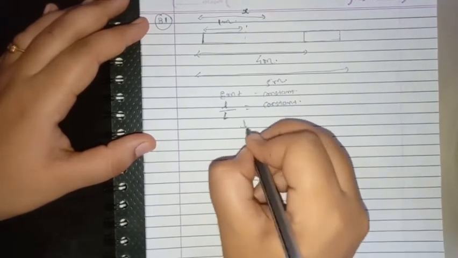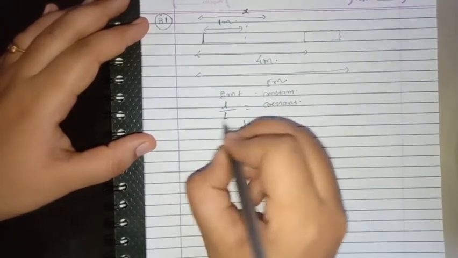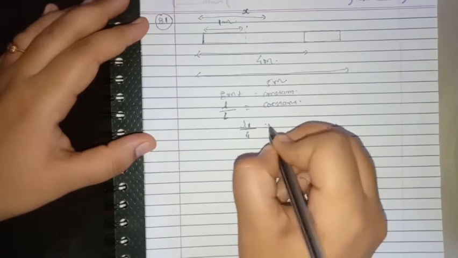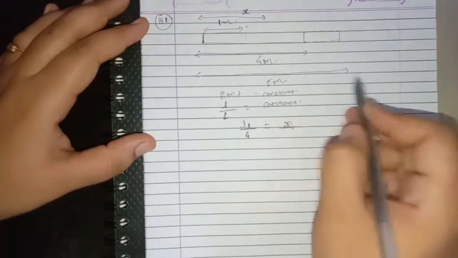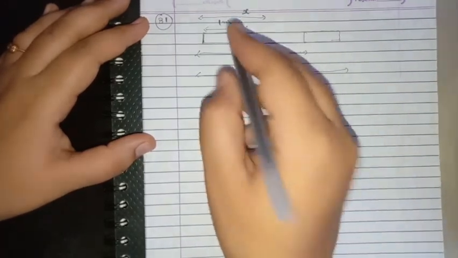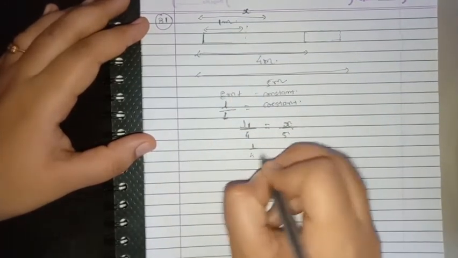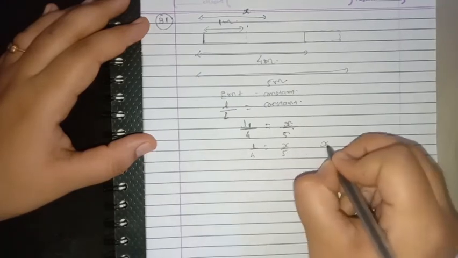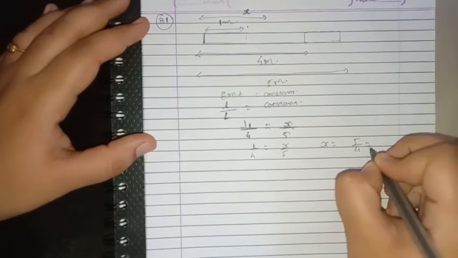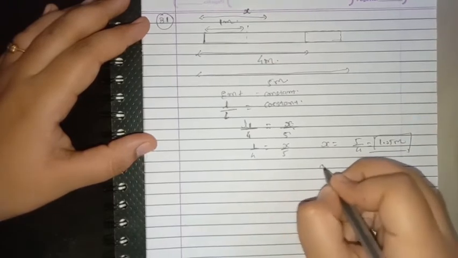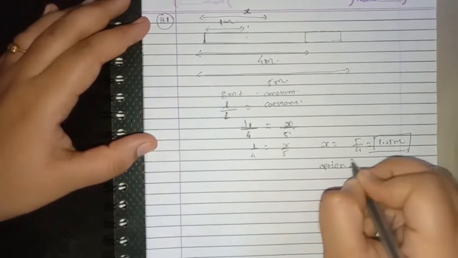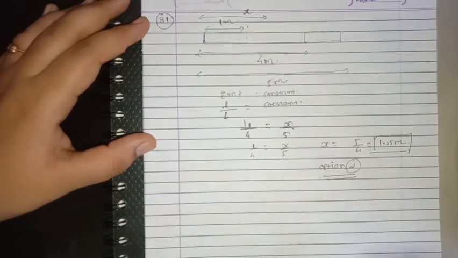So we can write L1 by total length, initially that was 4, is equals to X divided by new total length, which will be 5 meter. Here L1 is given as 1 meter. So 1 by 4 is equals to X by 5. So X will be equal to 5 by 4, that is 1.25 meter. So option 2 is correct option.